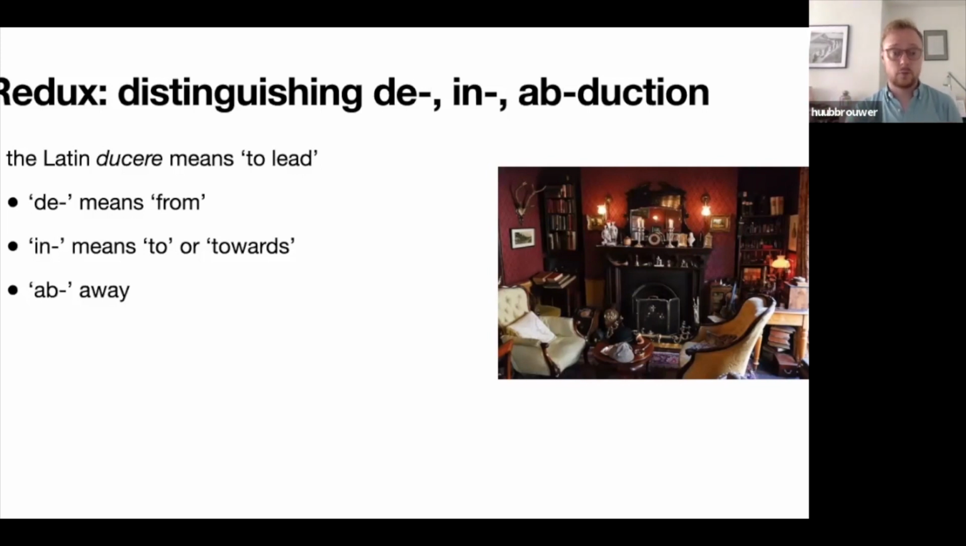In means to or towards. So induction is inference from a particular set of observations to a more general observation. And ab means away. So abduction refers to trying to take away the best explanation of a certain set of observations.